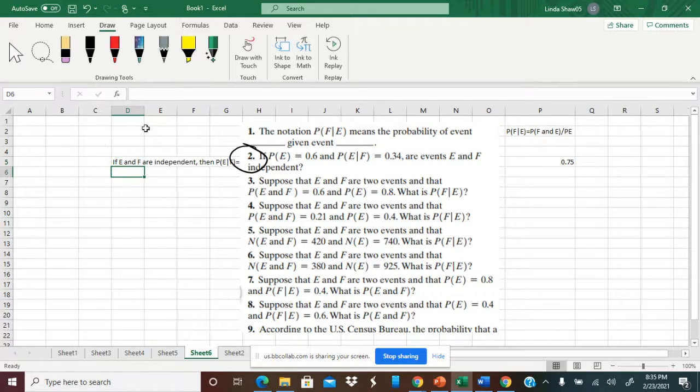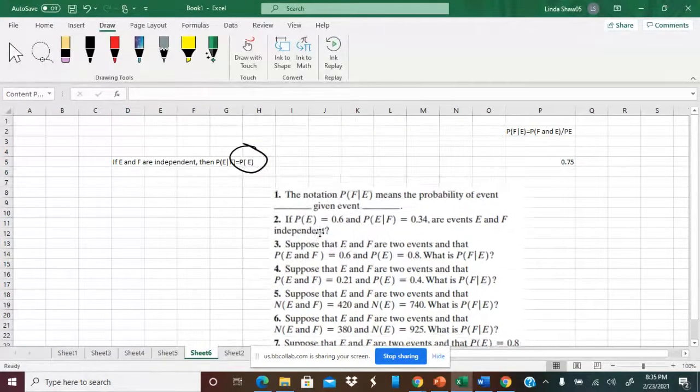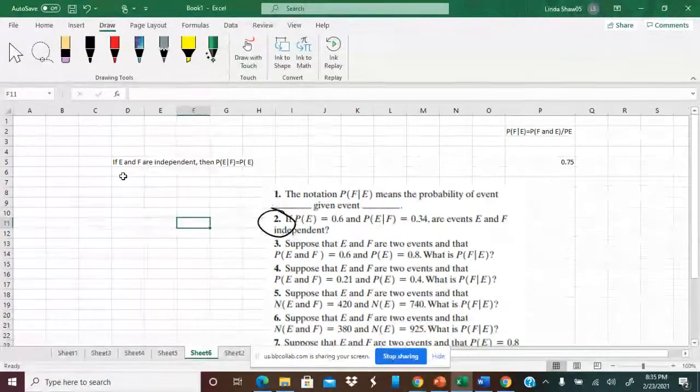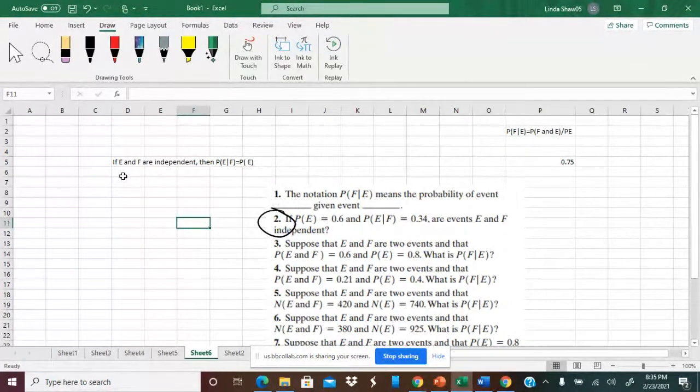You see, if E and F are independent, F has nothing to do with E. So the probability of E given F is just the probability of E. But the probability of E was 0.6. What's the probability of E given F? 0.34. They would have to be equal if they were independent. Therefore, they're not independent.